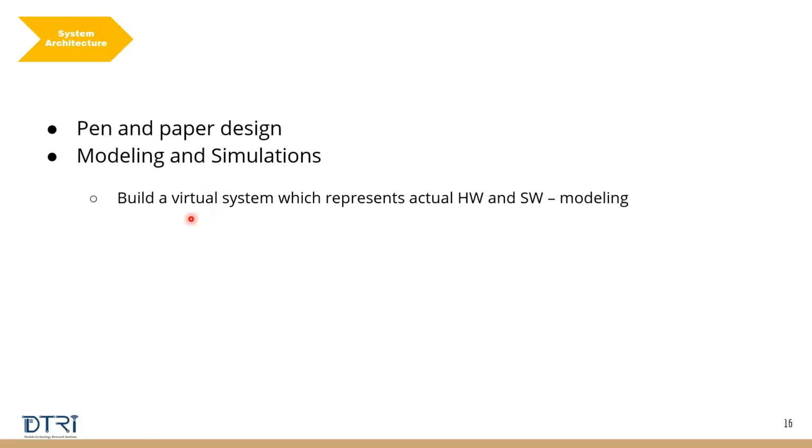At a high level, you start with pen and paper. Okay, you've drawn that block diagram. Then what you do next is modeling and simulations. In case of modeling, you build a virtual system which represents actual hardware and software. At this stage of your hardware design, you don't have real hardware yet, and you don't have real software also. So what you do is you build a virtual system.